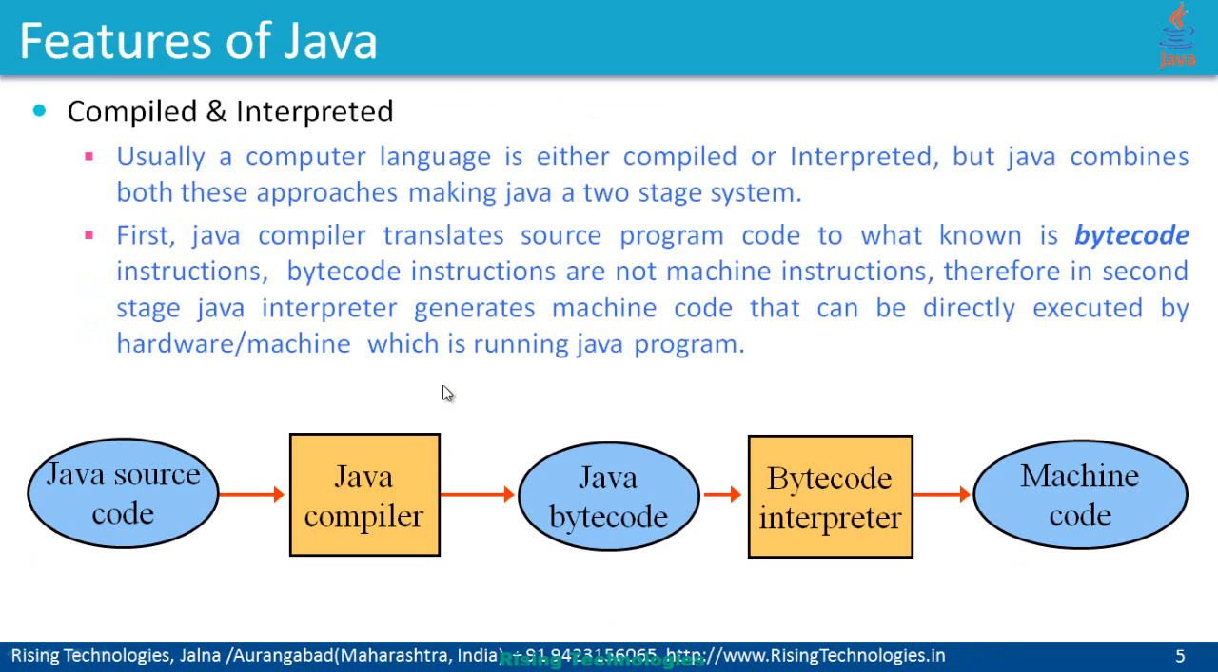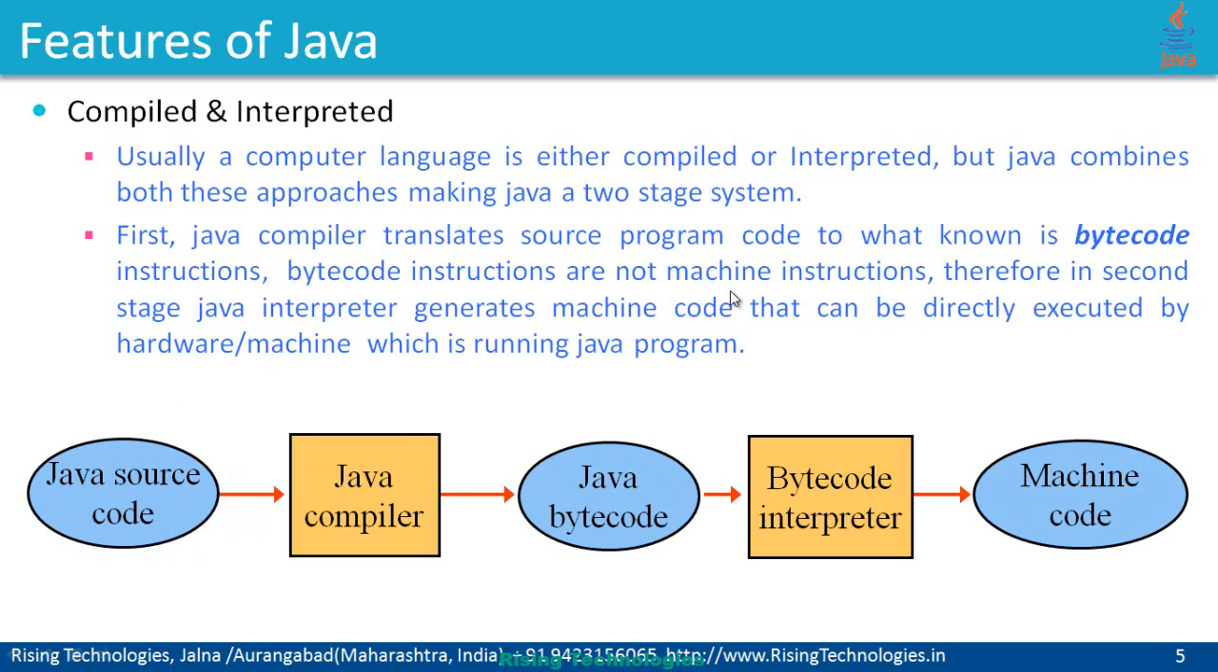As Java is a very feature-rich language, Java is truly object-oriented. One of the important features of Java is that it is compiled as well as interpreted. Normally, a computer language is either compiled or interpreted, but Java combines both of these approaches and makes Java a two-stage system. First, the Java compiler translates your program code to what is known as bytecode. That means this is your Java source code, and once you compile this Java source code using the Java compiler, you get what is called bytecode.